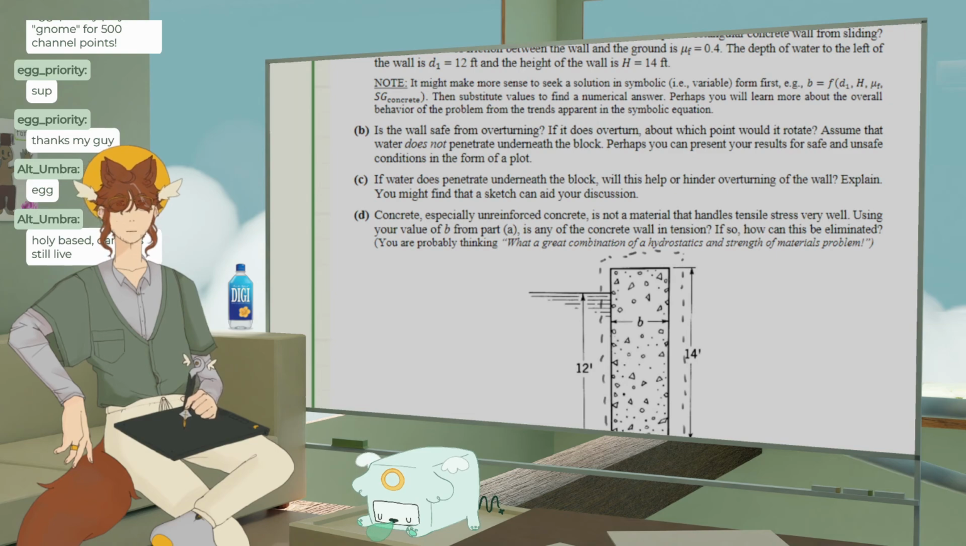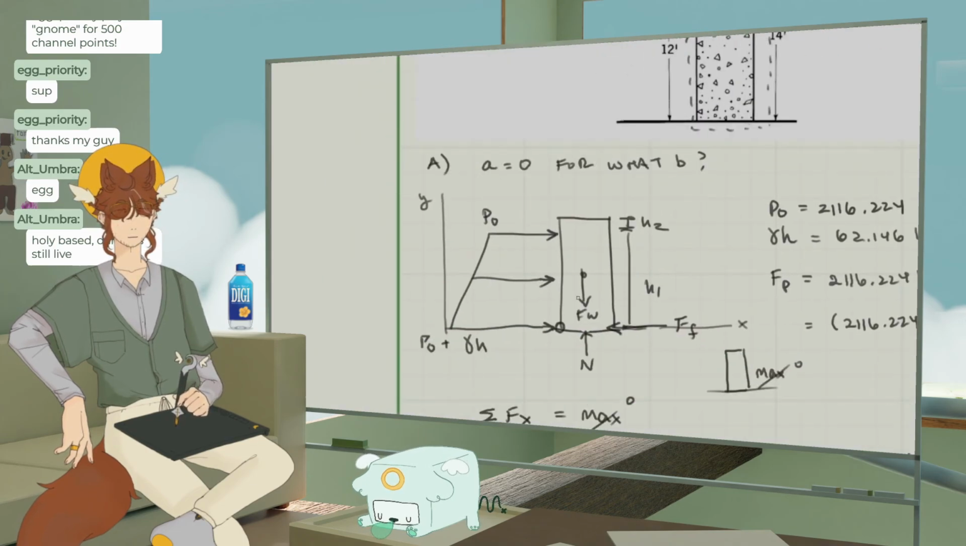Is the wall safe from overturning? This is the interesting one. If we take a moment about here, there's going to be a distributed load here, and the weight force also pushing it there. So it's going to want to go up. It can't really turn this way because the normal force is here and it's constraining it a lot.